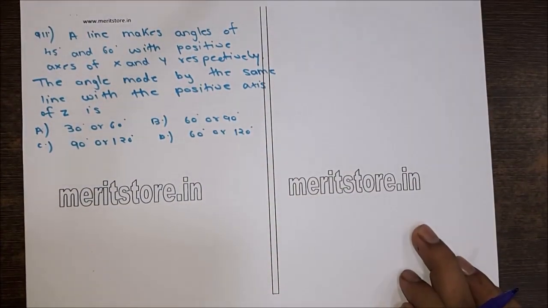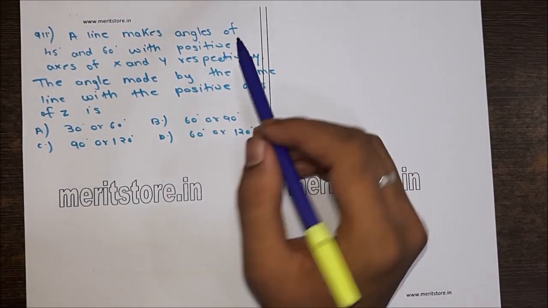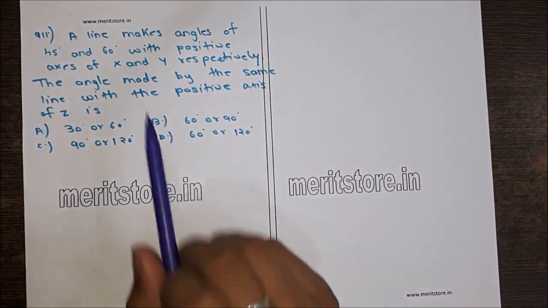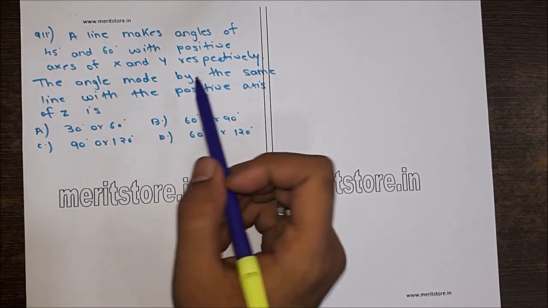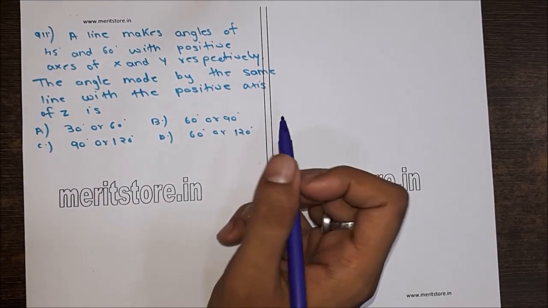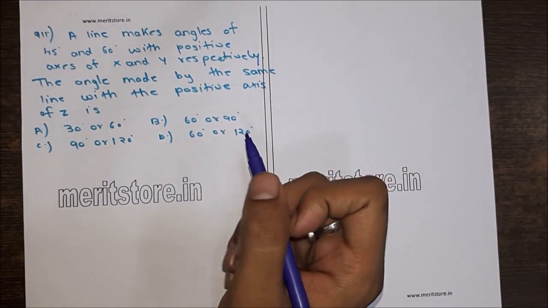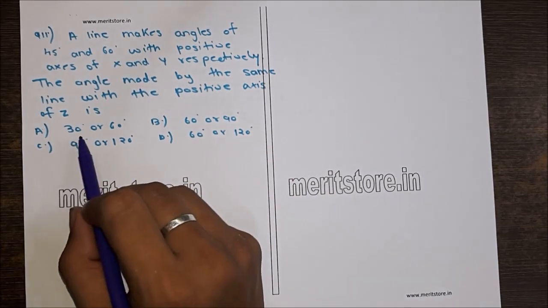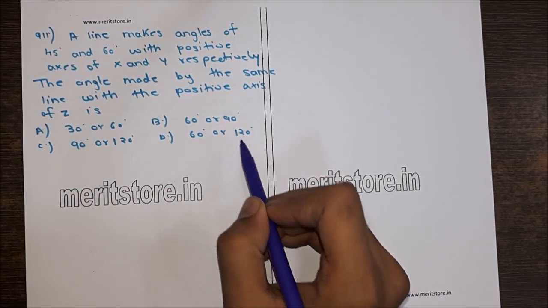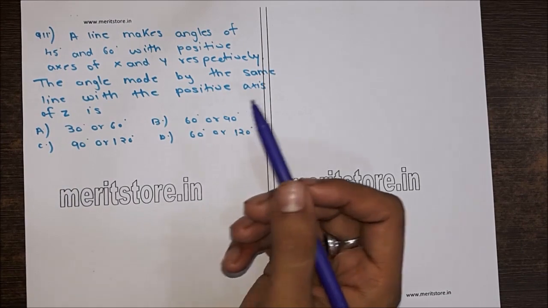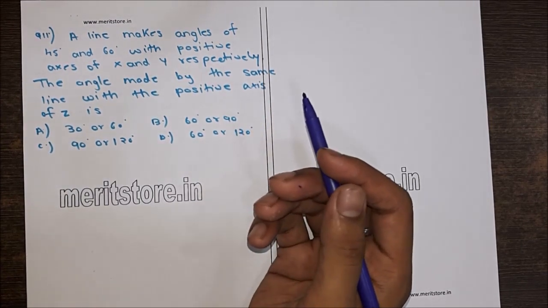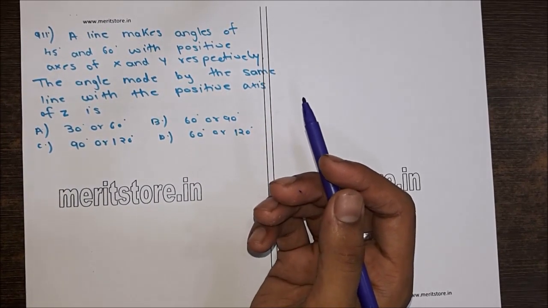Question number 11. A line makes angles of 45 and 60 degrees with the positive axes of x and y respectively. The angle made by the same line with the positive axis of z is option A 30 or 60 degrees, option B 60 or 90 degrees, option C 90 or 120 degrees, option D 60 or 120 degrees.